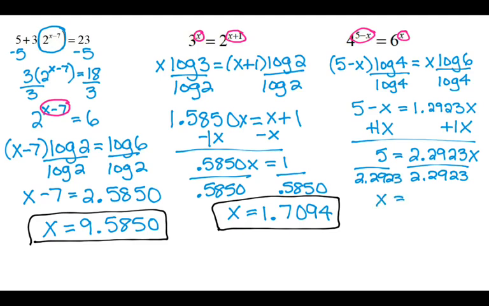So I get x equals, I have to plug that in, 2.2923, approximately 2.1812. And again, I'm rounding to 4 decimal places just because I want to. I actually think on my other answer key I rounded to 3 decimal places instead of 4.